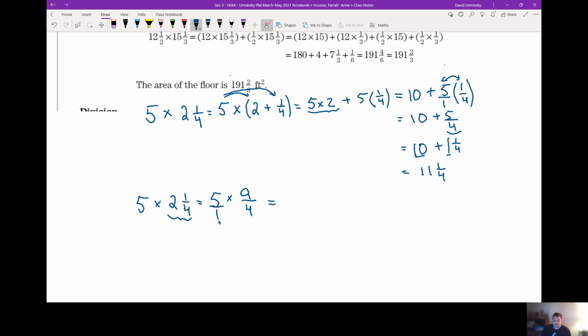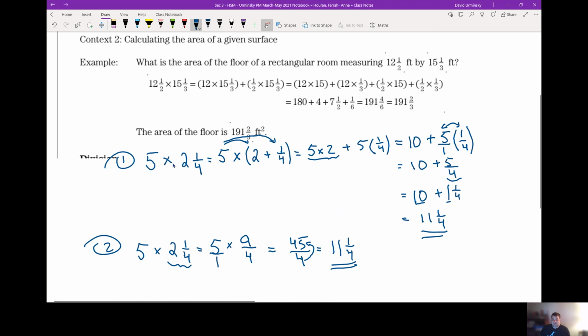So again, just as before, we're multiplying two fractions. 5 times 9 is 45, and 4 times 1 is 4. Okay, so the question now is how many times does 4 go into 45? Well, it goes in 11 times, because 11 times 4 is 44. But there's one left over, so that means we have 11 and a quarter. So we get the same result either way. You could do it the second way, or you could do it the first way. It's up to you.